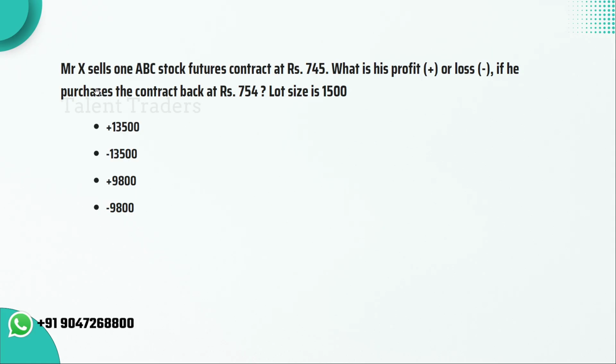Sells ABC future at 745. What is the profit or loss? Same, it is a sell minus buy question. Sold at 745 and he bought it back at 754. To identify the profit, you need to calculate, and this will give you a negative value. 745 selling minus 754 buying, you will get minus 9 rupees.